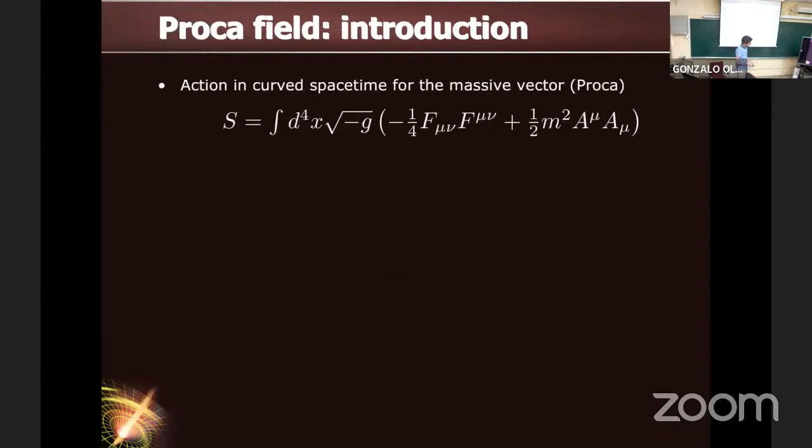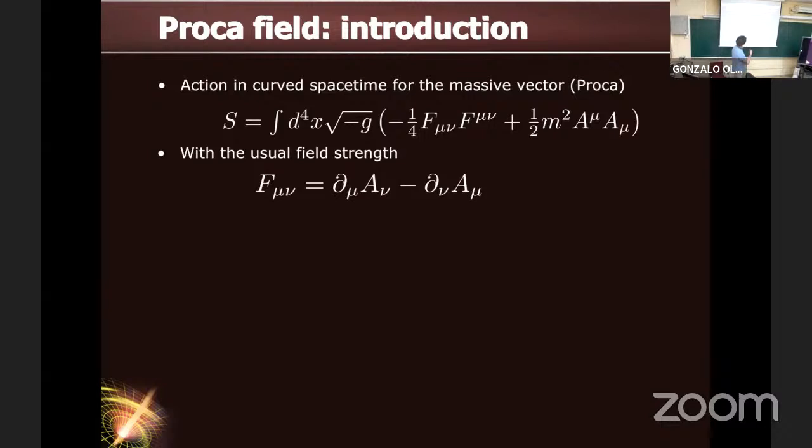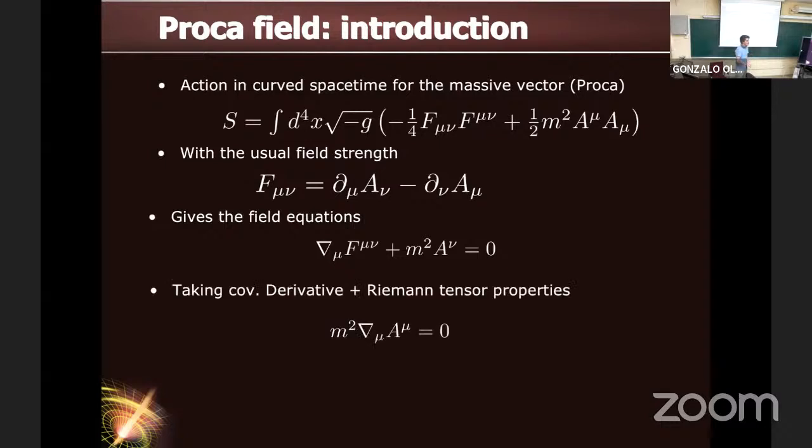Okay, so that leads us to the second part of the talk. And just as before, we need an action. This is the straightforward generalization. Here, there are no extra non-minimal terms. These are the field equations.